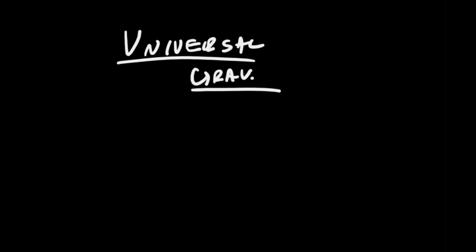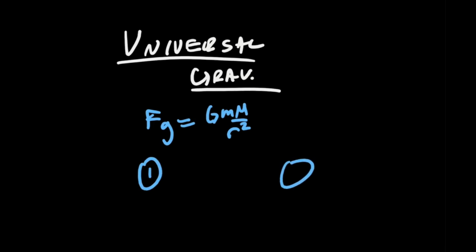Now we're moving back onto universal gravitation. So what is universal gravitation? Well, we remember from previous units that we have Fg is equal to G m1 m2 over r squared, where G is just a constant. It's 6.67 times 10 to the negative 11 newton meters squared over kilograms squared, where we have two masses. Let's say we have m1 and m2 over here, and then r here is going to be the distance between the centers of each of these.